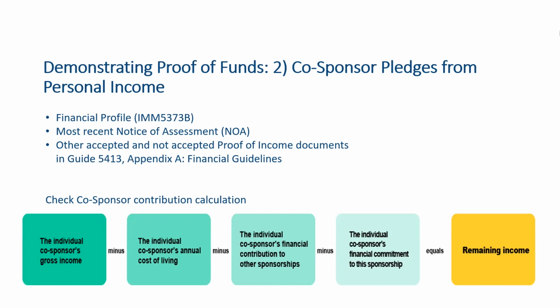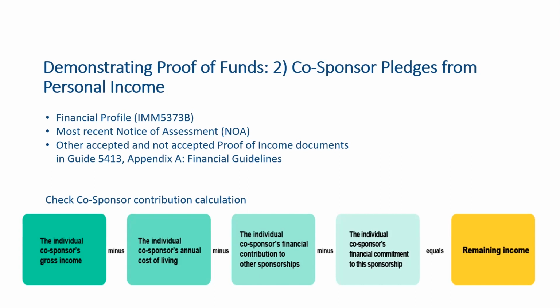And that would leave $3,500, which could be pledged towards this sponsorship. So you would basically subtract the annual cost of living for that particular co-sponsor. You would ask them, have you pledged any funds to other sponsorships? Are you involved in a Group of 5 that you might have pledged to? Have you been involved with a community sponsor application that you might have pledged to? If they have, you would further deduct that from their gross income.